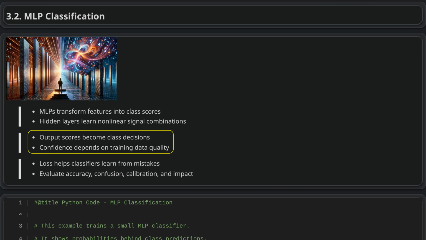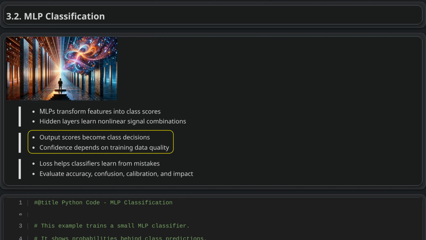For binary tasks, a score is compared with a threshold to choose between 2 classes, while multi-class models usually select the class with the highest score. These scores may resemble probabilities, but they are not guaranteed to be reliable, especially when the training data is poor.